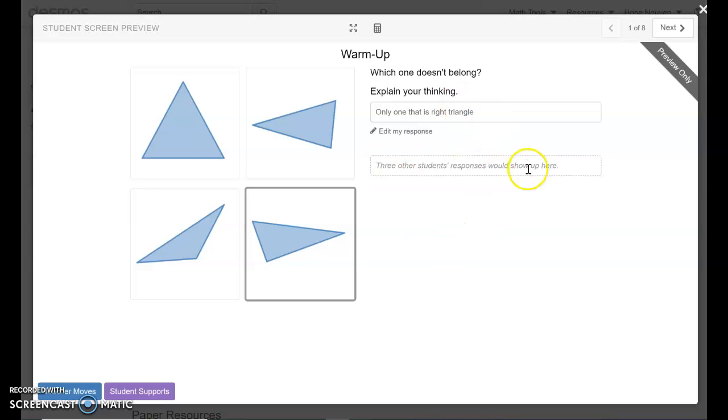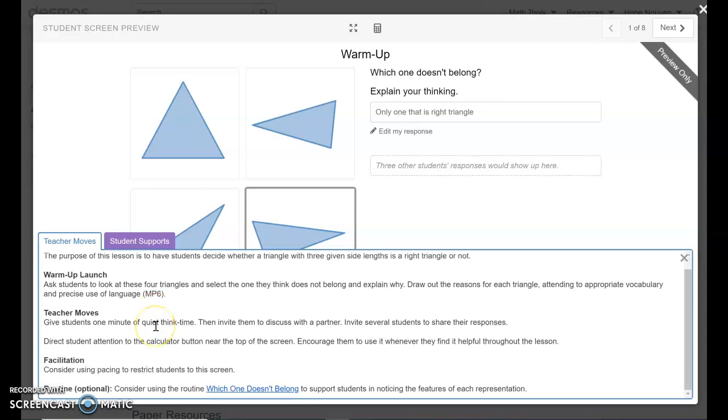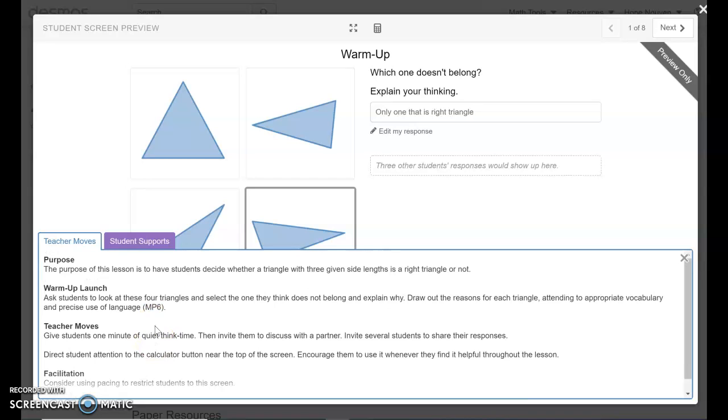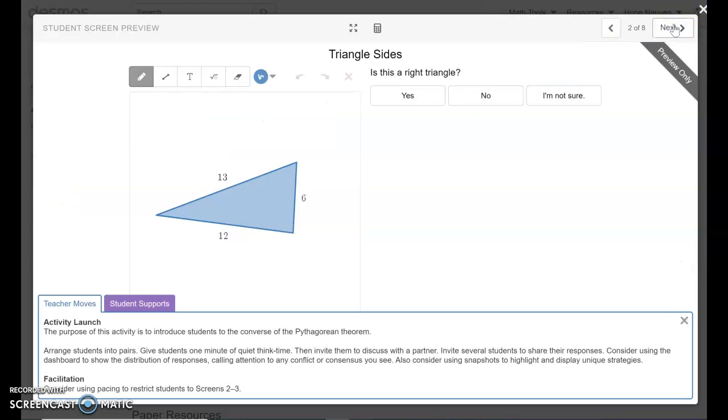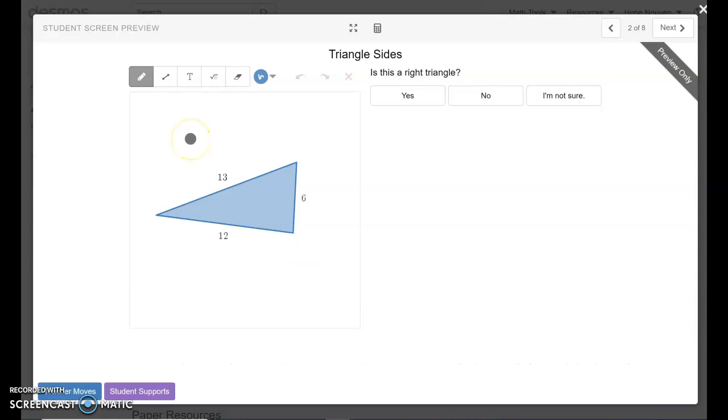It will pop up down here. You can do the teacher moves, which is a great thing in Desmos. If you're actually looking for an activity, they give you things that you can ask yourself while your students work. So after they get done with the warm-up, we're going to move on to this next slide, trying to figure out if this is a right triangle or not.